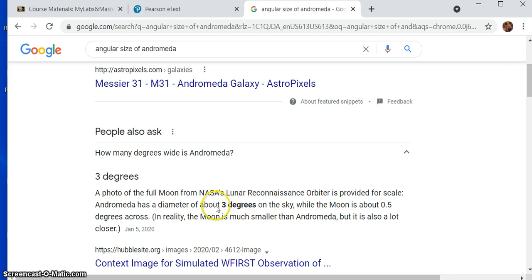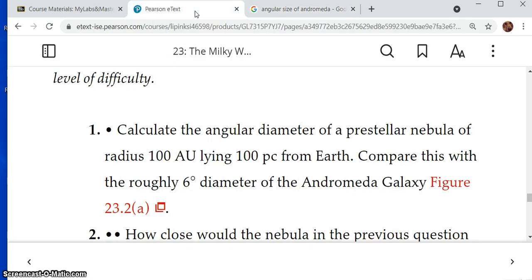All right, as I thought, I just looked this up. Andromeda is about 3 degrees in size. The angular size of the Andromeda galaxy is about 3 degrees. Remember the full moon is about half a degree across. So they just got it mixed up a little bit. It says compare it with the roughly 6 degree diameter of Andromeda. It's actually 3 degrees. So that's just a mistake that they made.